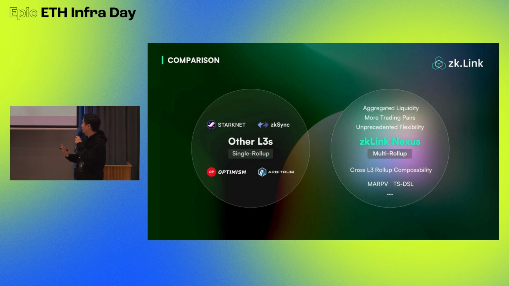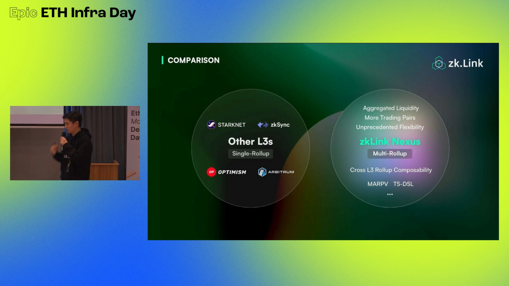And also, it comes with cross-layer 3 rollup composability. This is not a unique feature; the composability is the same for other single-rollup layer 3s. And I think the most important feature is that it aggregates assets and liquidities from the layer 2s, so it solves the fragmentation problem.